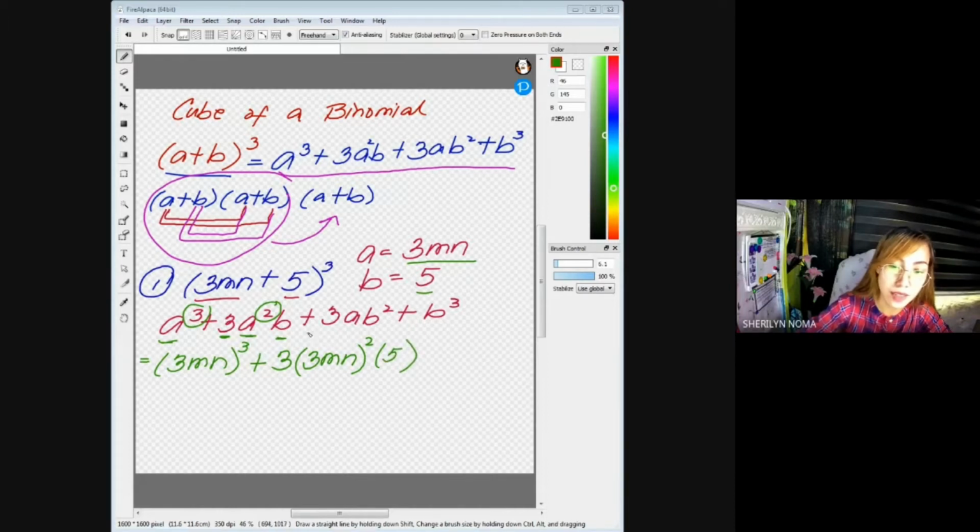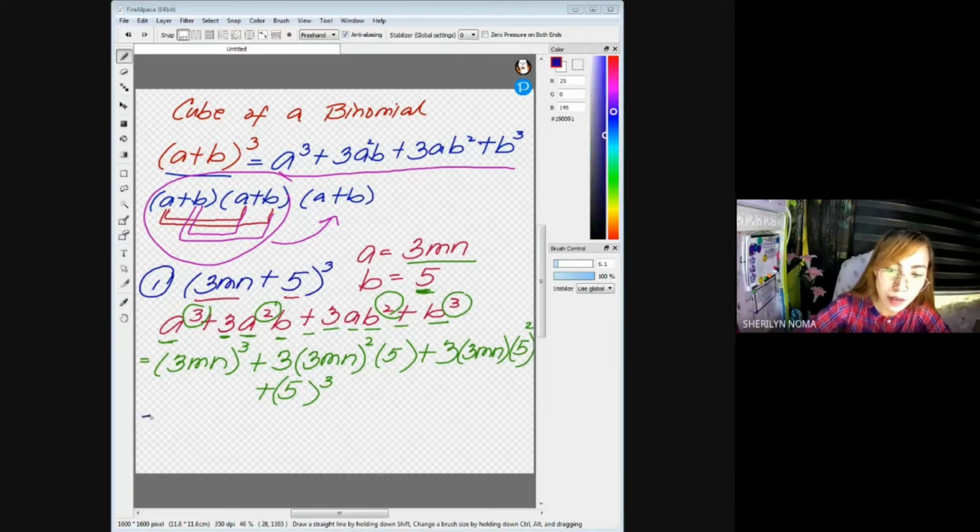Okay. Next, the third term, plus. So again, bring down 3. And then the value of a, we have 3mn. And then next is the value of b, which is 5. And then again, don't forget to copy the square. Okay. And then plus. Okay. So b, again, we have 5, then cube.